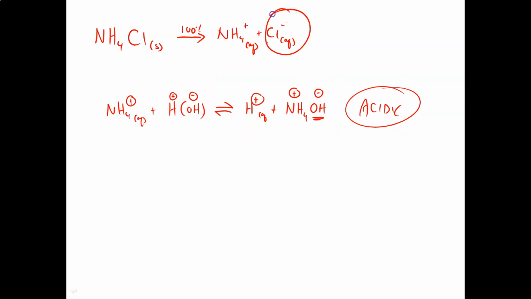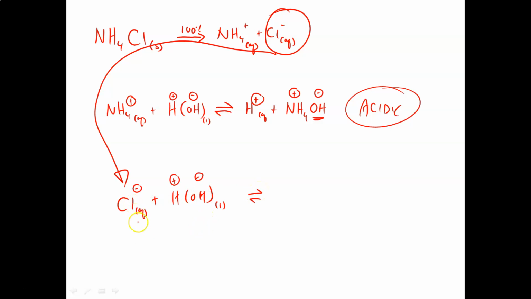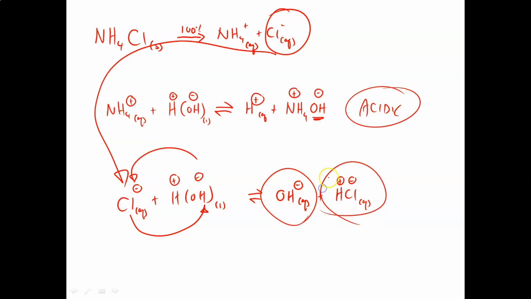But what about the chlorine? We also have to take this into consideration and see how the chlorine ion will react with water during salt hydrolysis. In this case, the anions will switch places, and you get a hydroxide being released as well as an HCl. However, what do we know about HCl? It is a strong acid, and strong acids 100% break up.